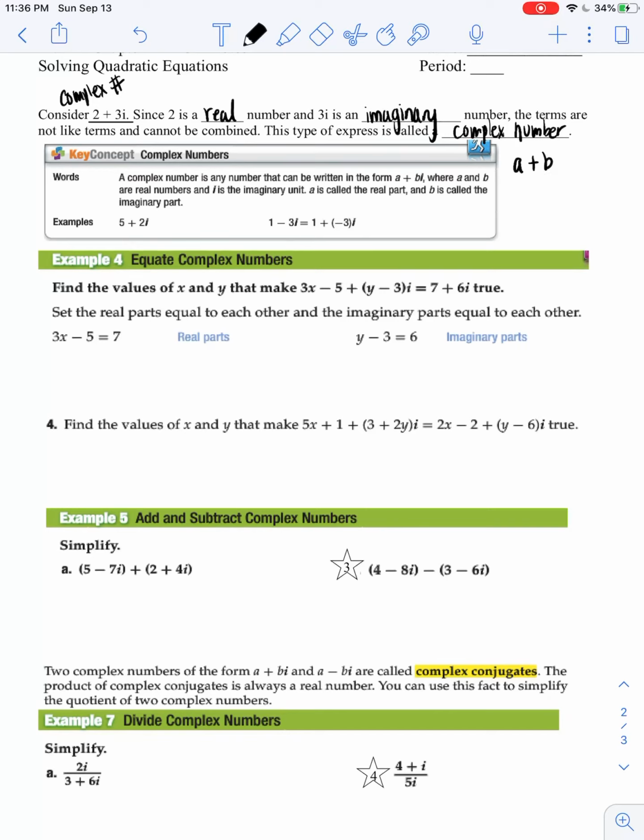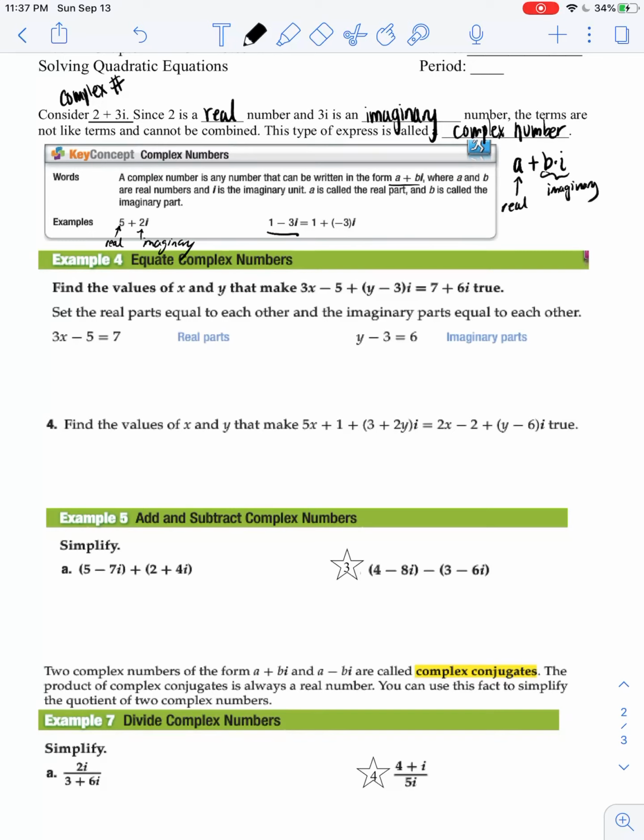And the general form that it's written in is a plus b times i. So a is a real number, b is also a real number, but this quantity, b times i, this whole quantity is considered imaginary. So again, a complex number is written in the form a plus b times i. a and b are real, but this quantity b times i is imaginary. So this would be the real part. This here is imaginary.